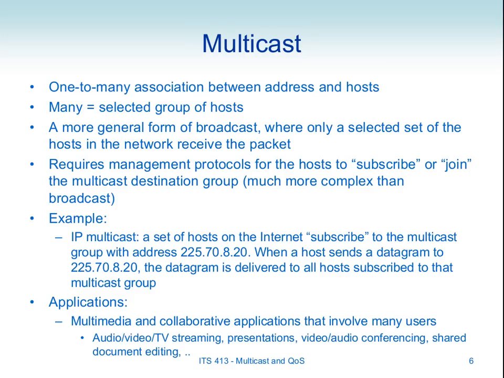So unicast, one-to-one, one address represents one host. Broadcast, one to many, where one address represents many hosts, and in this case, many is all, that's broadcast. And multicast, also one to many, but many means just a subset of the hosts, a selection of the hosts. It's more complex than the other two in that we need some way for hosts to join or subscribe to a multicast group, and also for the network to keep track of who's in that group.